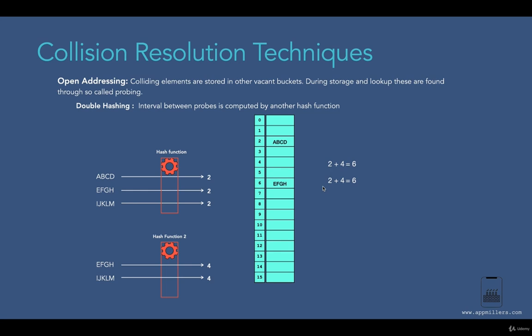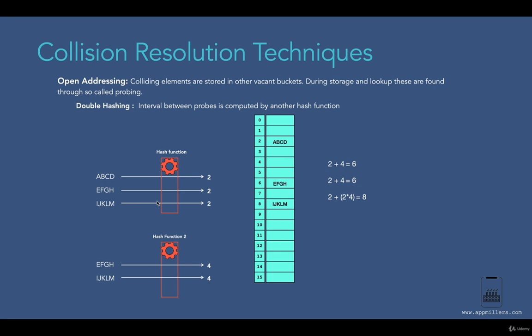So in this case, we are going to take the first index and add the second index that comes from the second hash function multiplied by 2. In this case, the calculation will be like this, and we will get an index of 8. This means that we can insert this string at index 8.